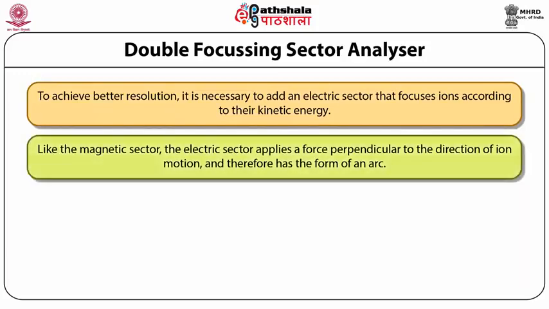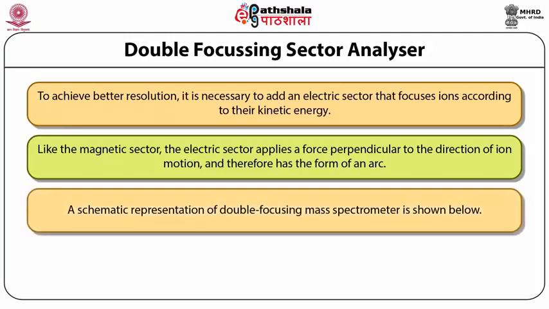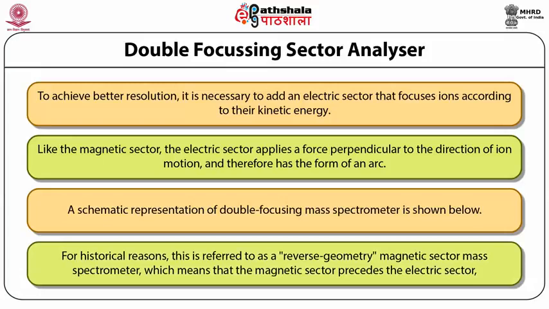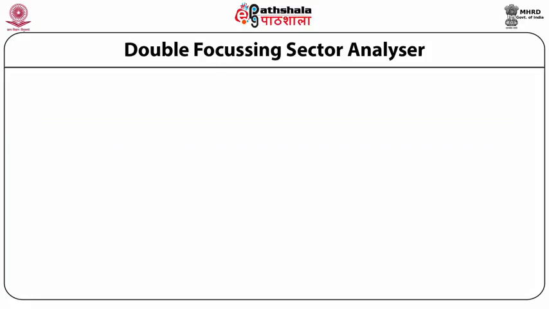Like the magnetic sector, the electric sector applies a force perpendicular to the direction of ion motion and therefore has the form of an arc. A schematic representation of a double focusing mass spectrometer. For historical reasons, this is referred to as a reverse geometry magnetic sector mass spectrometer, which means that the magnetic sector precedes the electric sector.